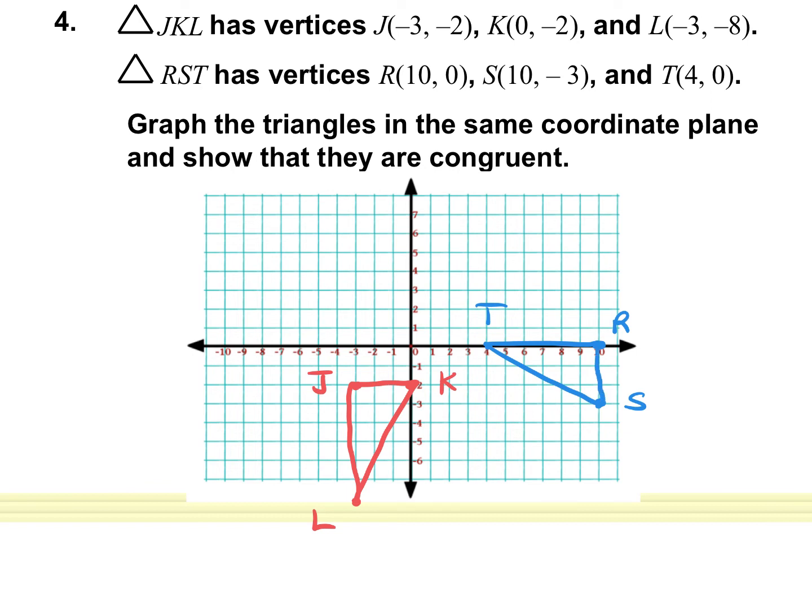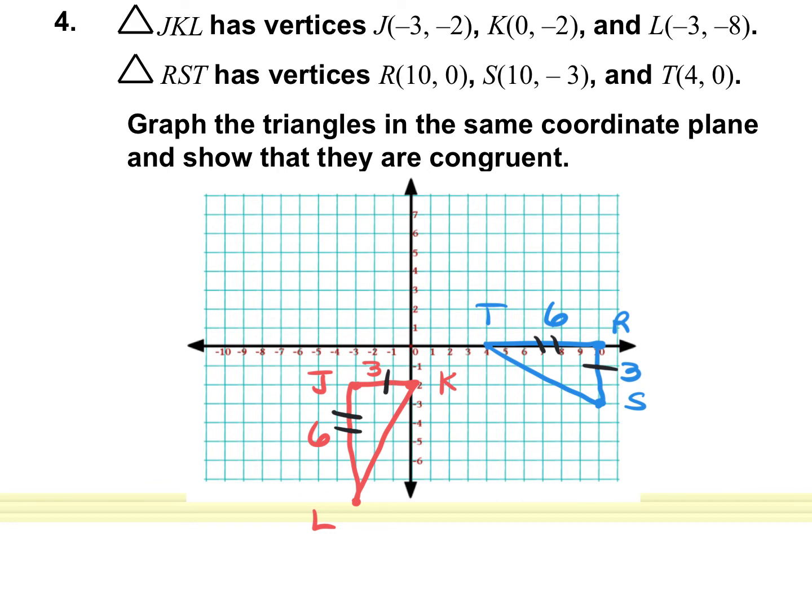Now, I need to make sure that all 3 sides have a corresponding match. So whenever the side is vertical or horizontal and you've got it nicely, neatly graphed, you can just count the little squares. If not, you'll use the distance formula. So I'm just going to go ahead and count the squares for JK. And notice it's got 3 little squares, and so does RS. So I could show that JK and RS are congruent. Then I could also count the RT, which is horizontal, and RT has a length of 6, and so does JL. So now I also have a second congruent match.